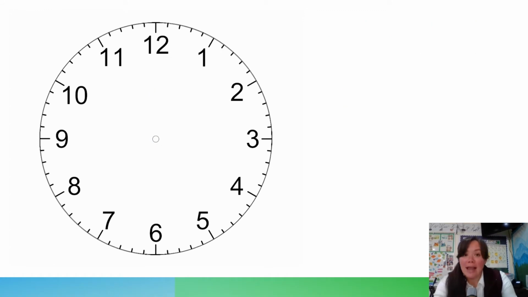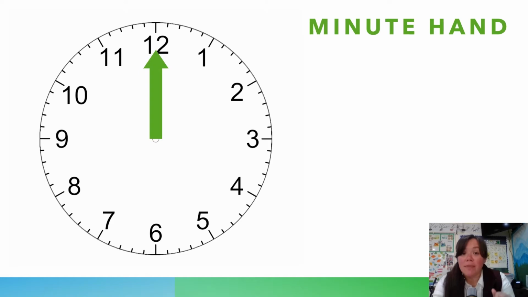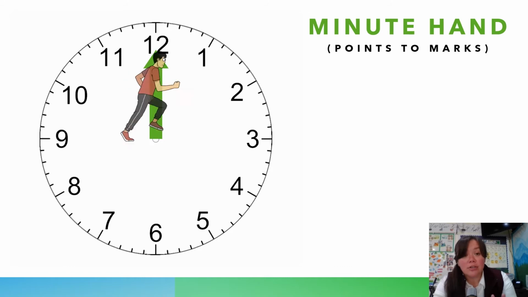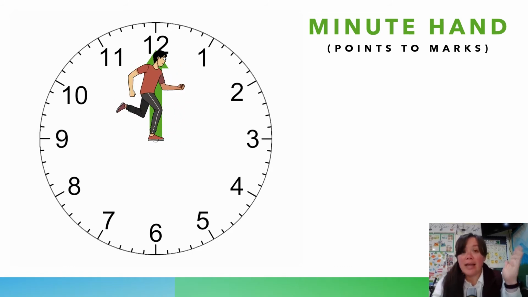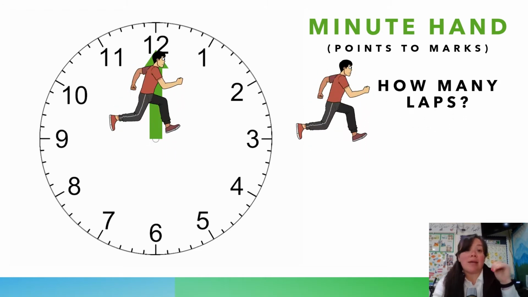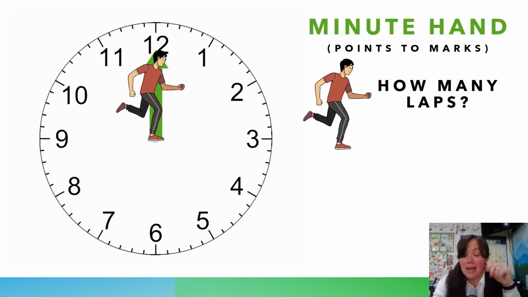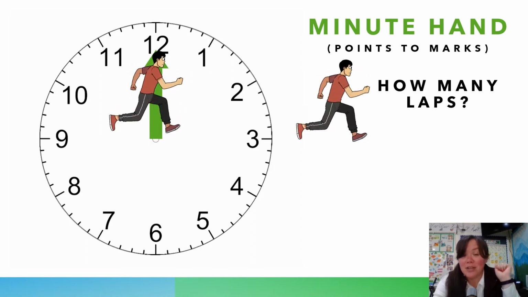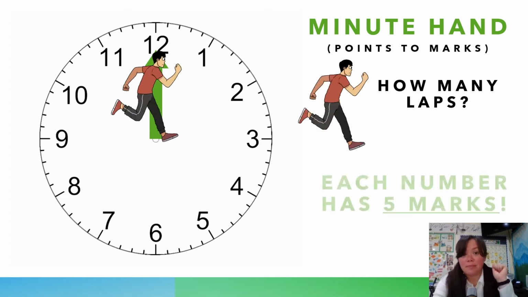The next hand that we talk about is called the minute hand, and it's much longer, and it represents the outer markings on the clock. It's going to count the minutes, and it points to the marks on the outer circle, and he runs much faster. And we can count by 5s when we try to count how many laps he has made, because he moves much faster. So let's do some examples.